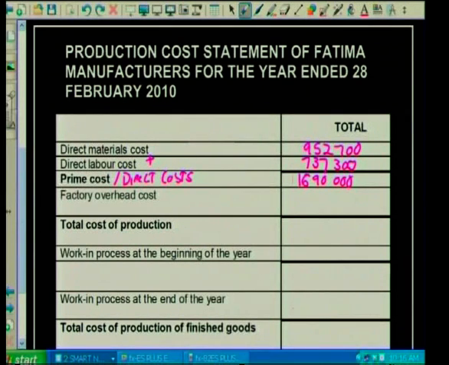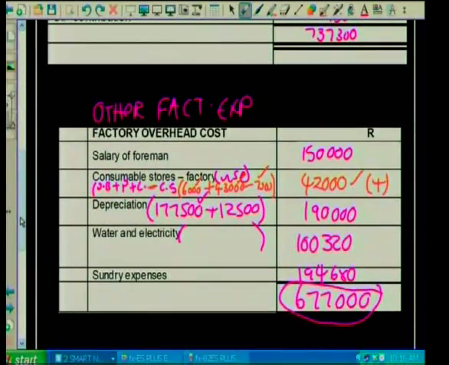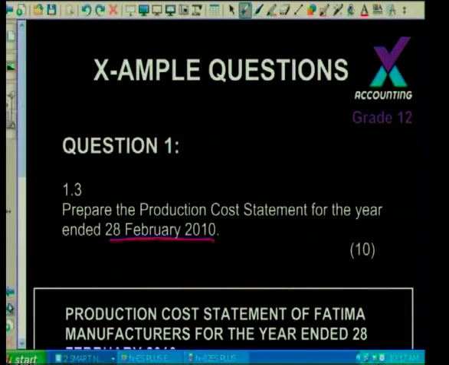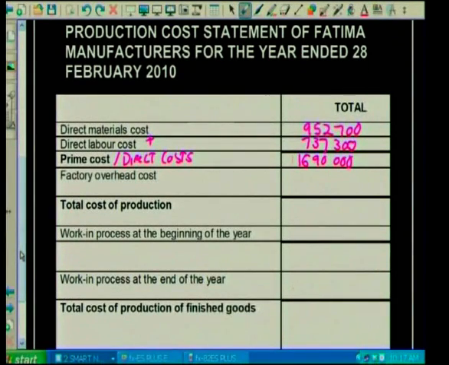Right, next item is our factory overhead costs. That's what we've just calculated in the previous question. So let's go back to that. Our factory overhead cost was an amount of 677,000. So again, simply taking it through to your production cost statement, factory overhead cost, an amount of 677,000.